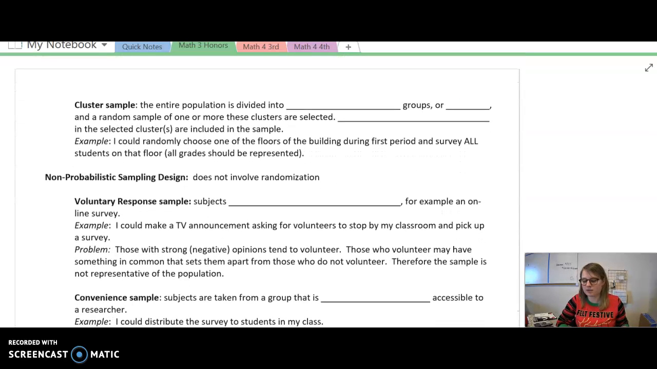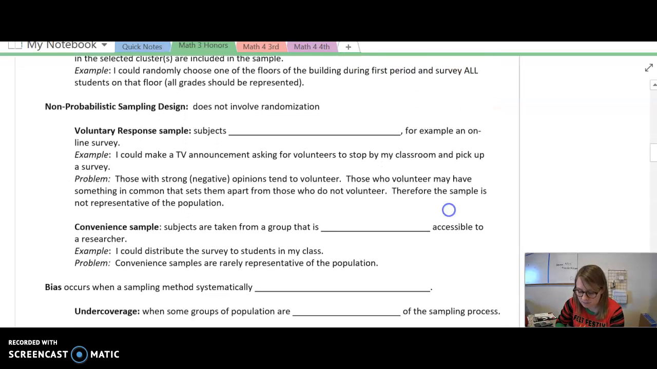Alright, cluster sample. The entire population is divided into heterogeneous groups or clusters, and a random sample of one or more of these clusters is selected. All individuals in the selected clusters are included in the sample. So for example, I could randomly choose one of the floors of the building during first period and survey all the students on that floor. All grades would be represented because it doesn't matter. We don't have grade levels selected for floors. We have classrooms. So that would be a cluster sample.